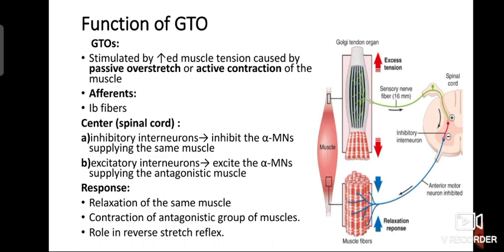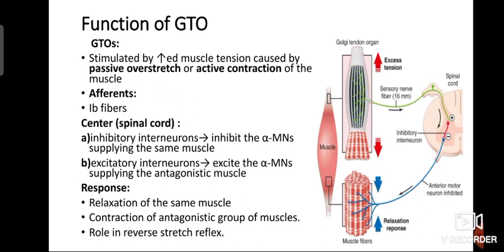So now, in the central portion of the spinal cord, they have 2 interneurons. The inhibitory interneuron inhibits the alpha motor neuron supplying the same muscle, and the excitatory interneuron excites the alpha motor neuron supplying the antagonistic muscle. So what is an antagonistic muscle? An antagonistic muscle pair is where one muscle contracts and the other relaxes. Agonist is the muscle that is contracting, antagonist is the muscle that is relaxing or lengthening.